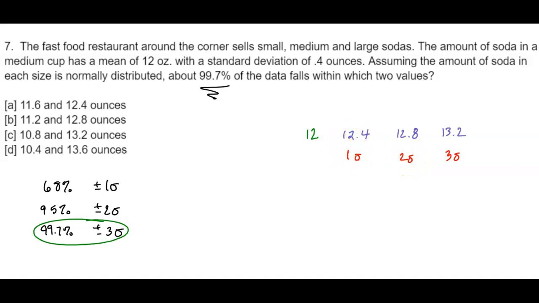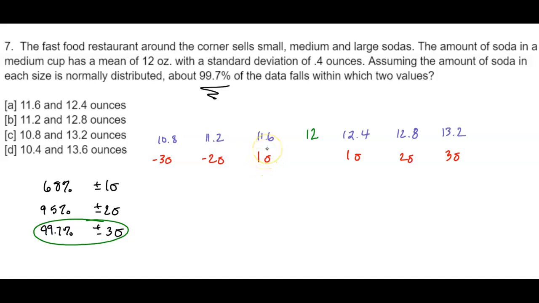Okay, we're going to do the same thing to go to the left. Now this time, since we're going to the left, we're going to subtract 0.4 to get the numbers to the left of the mean. So 1 standard deviation to the left is 11.6. Subtract 0.4 again, that gives me 11.2. Subtract 0.4 one more time, that gives me 10.8. Now again, we've got 3 standard deviations to the left of the mean here, 2 to the left of the mean here, and 1 to the left of the mean here.